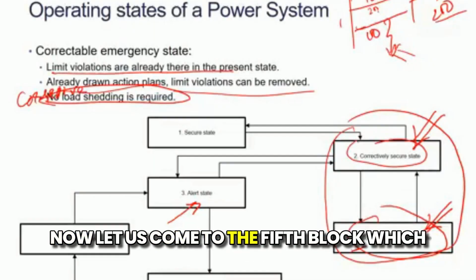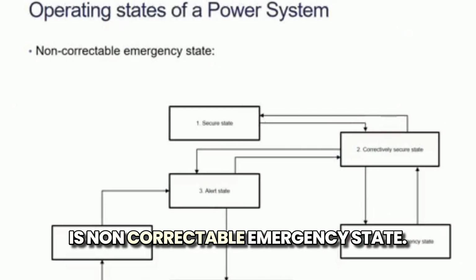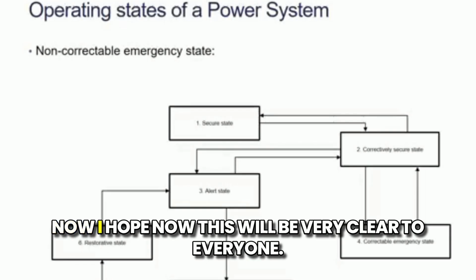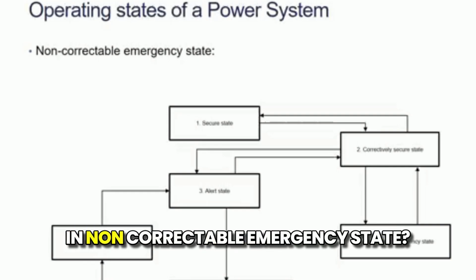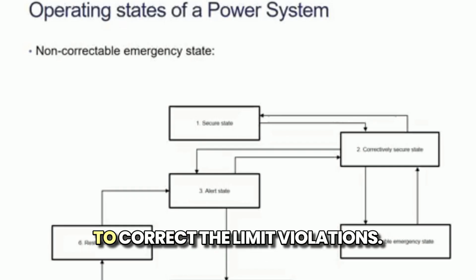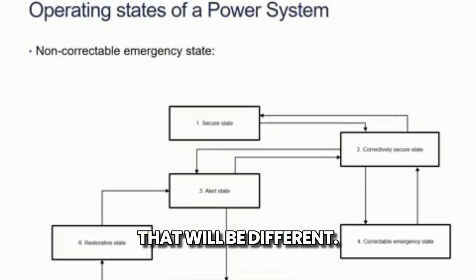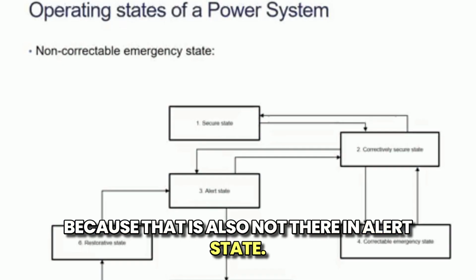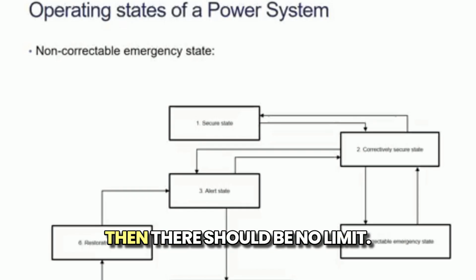Now let us come to the 5th block, which is the non-correctable emergency state. I hope this will now be very clear to everyone. Can anybody guess what will happen in the non-correctable emergency state? That the corrective action plans will not be enough to correct the limit violations that will be taking place. Perfect. And what else? What is different from the alert state then?